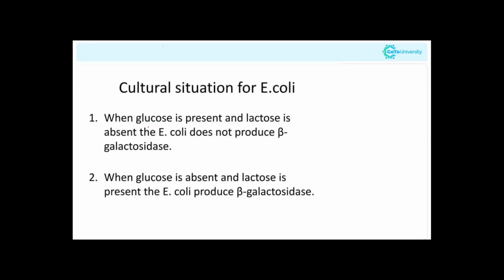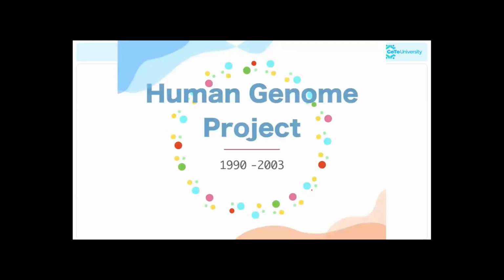So what happens is that when glucose is present and lactose is absent, the E. coli does not produce beta galactosidase. And when glucose is absent and lactose is present, the E. coli produces beta galactosidase. Now coming to the Human Genome Project.